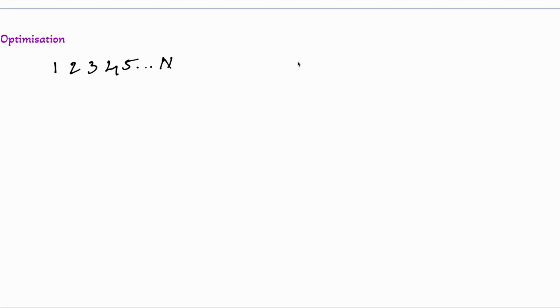Do we really need to check for each number from 1 to n? Observe carefully. If i multiplied with j is equal to n, both i and j become factors of n, right? In this case, j is equal to n divided by i, right? And in the example that we solved, number 10, the factors are 1, 2, 5 and 10.